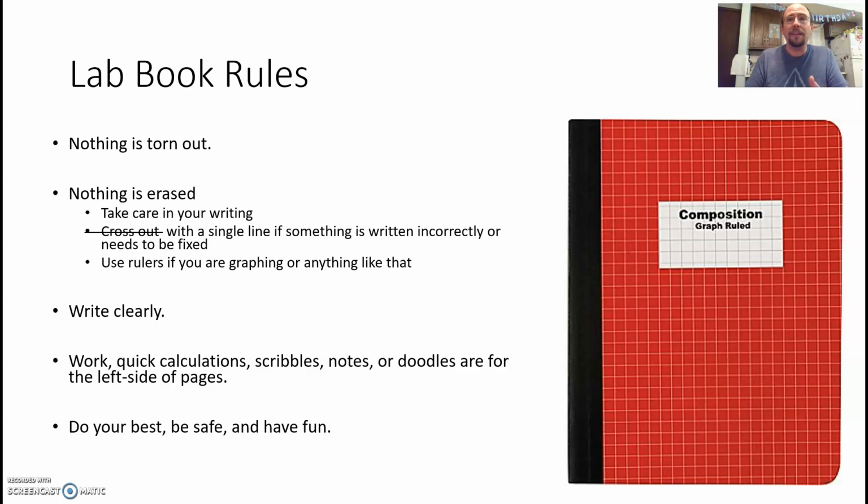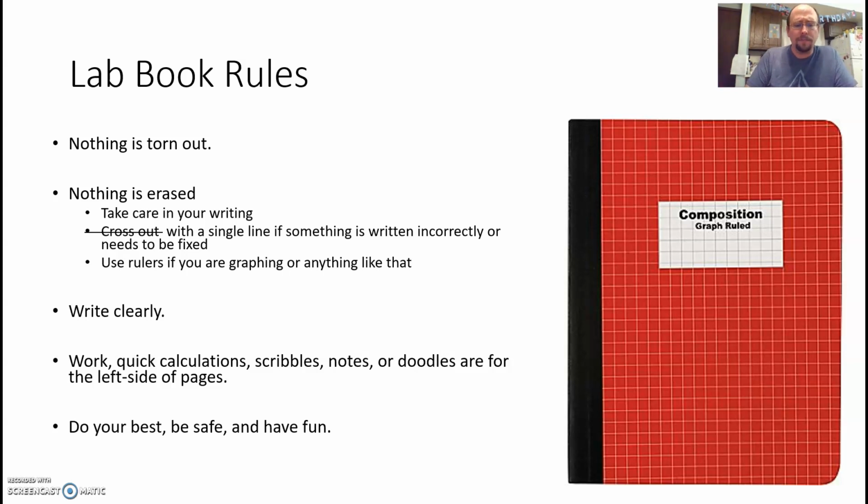Take care as you're writing. If you make a mistake, you do not erase. You'll work with a pencil just the same way as you will work with a pen. If you make a mistake, don't scribble it out. It's a single line through, and then you write the correction either above it or to the side. If we're doing graphs, it's a good idea to use rulers to make everything look neat, but make sure you're writing neatly and clearly. This seems tedious at the beginning, but the more you do it, the easier it gets.